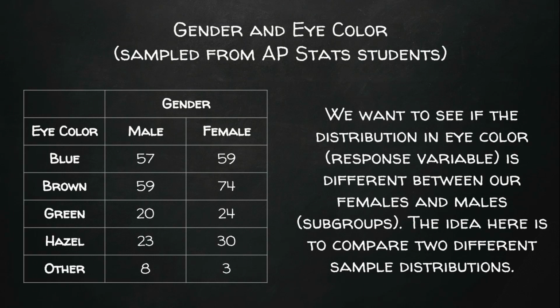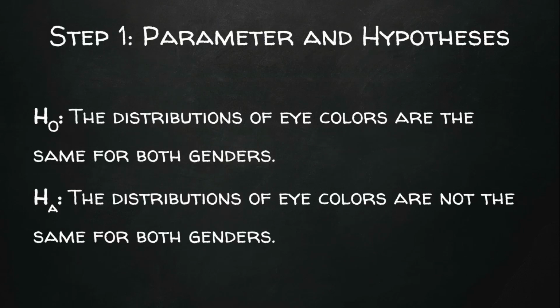The idea here is to compare two different sample distributions. Step one is our parameter and hypotheses. Our null hypothesis is that the distribution of eye colors is the same for both genders. The alternative hypothesis is that the distribution of eye colors is not the same for both genders.